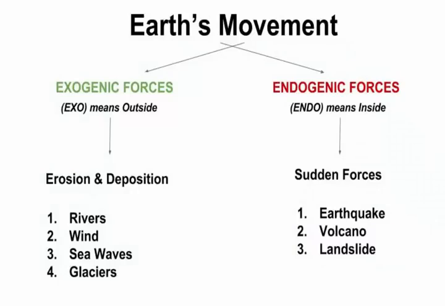Earth's movement is divided into two types of forces, that is the exogenic forces and endogenic forces. By the name you can figure out, exo means outside, endo means inside. So the kinds of exogenic forces are rivers, wind, sea waves, glaciers. And endogenic forces are natural calamities like earthquake, volcano, landslide, etc. Another point to note is the endogenic forces cause mass destruction, and exogenics are naturally occurring and don't cause much destruction compared to endogenic.